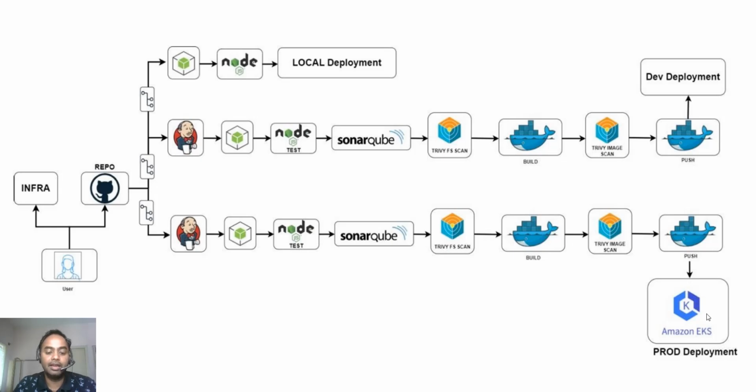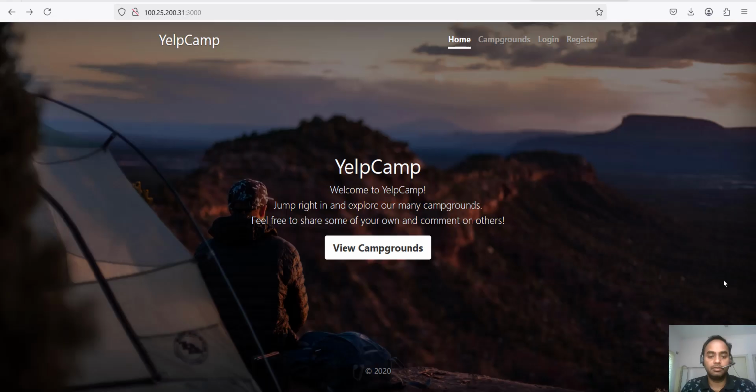Continuous monitoring and alerting. In production, continuous monitoring is implemented to track performance, resource utilization, and application health. Real-time alerts notify about any anomalies, ensuring rapid response to potential issues. So let's start with the local deployment first.